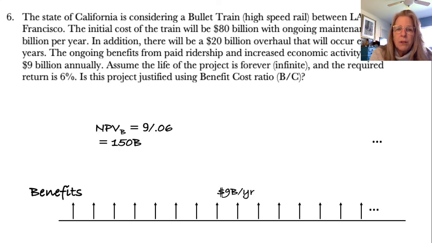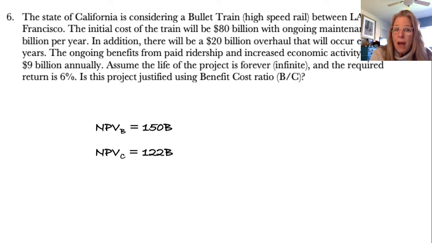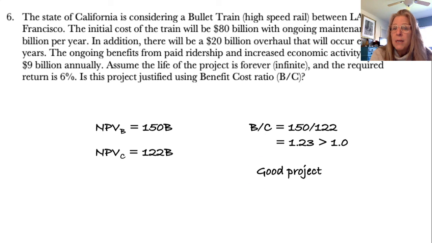Now the benefits are a little bit easier. We can just take the 9 billion divided by 0.06, which is P equals A over I, which is 150 billion. So now I have both the benefits and the costs, and I can take the ratio of the two, and it's 1.23, which is greater than 1, which is the evaluation criteria. So it's a good project. We would say go ahead and go with it.